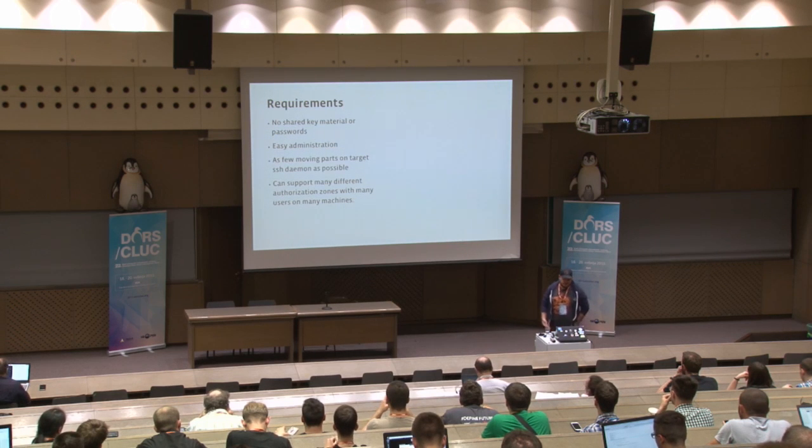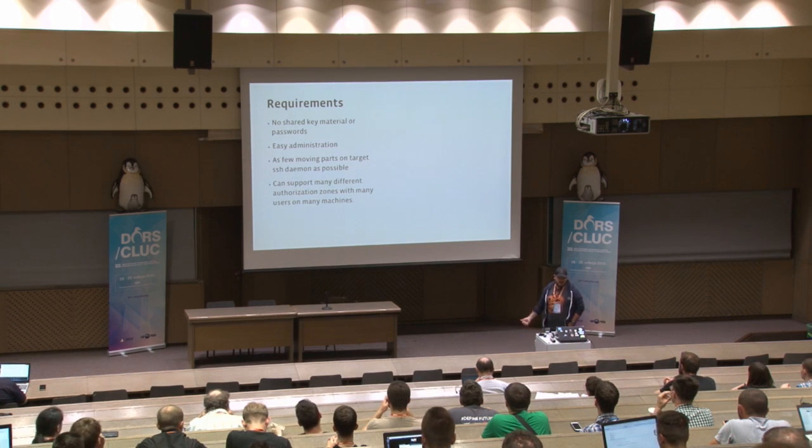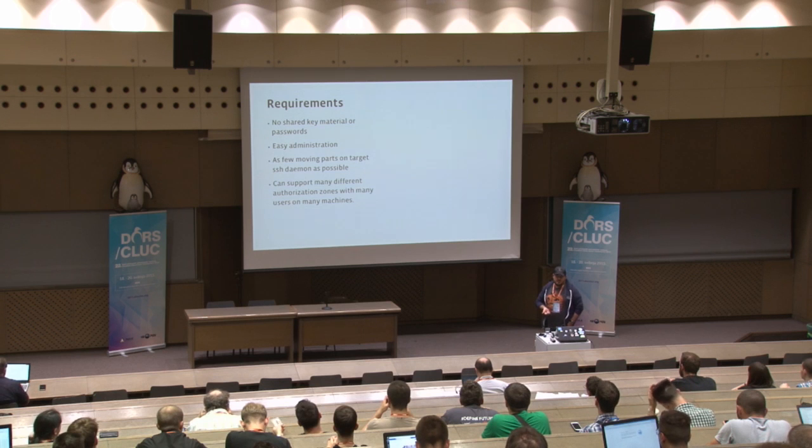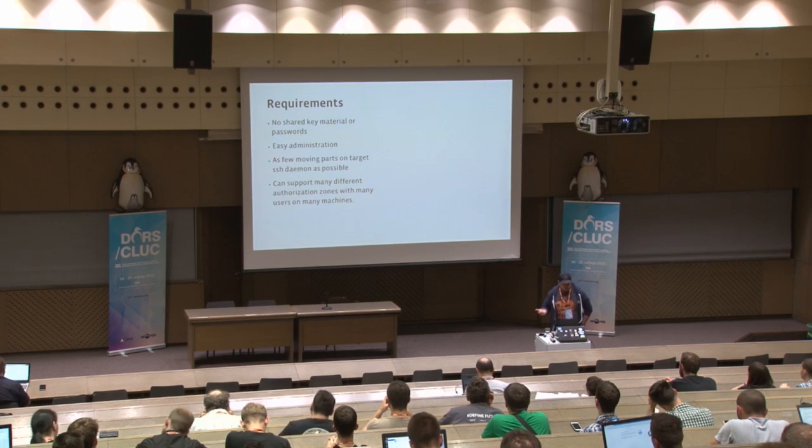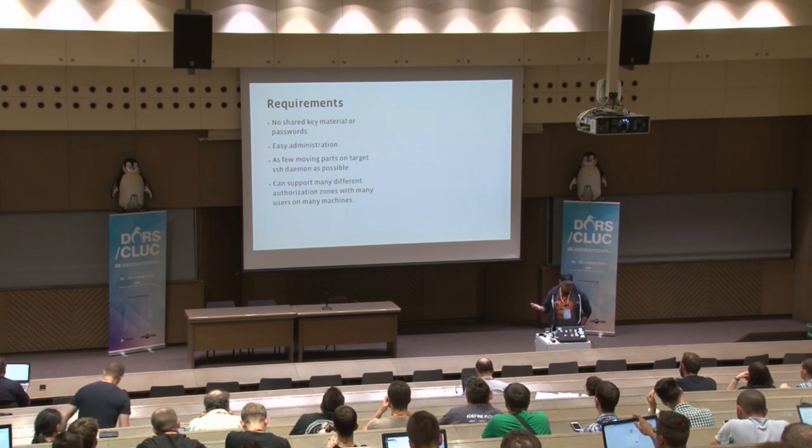So what are we going to do? We have some requirements that we went through. Obviously, no shared key material or passwords, so that's something that we can't have in our environment because, like I said, you can't figure out who's getting in. Has to be easy to administer. Managers are generally the ones that are doing authorization choices in most environments, so the thing has to be easy for managers to understand, and we're pretty stupid, so that's a pretty big thing.